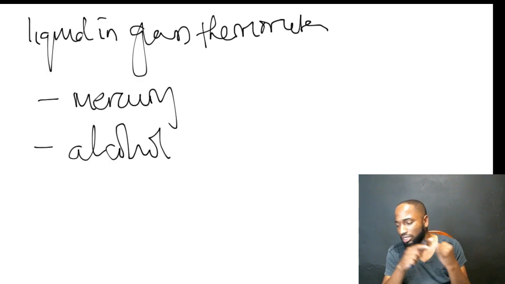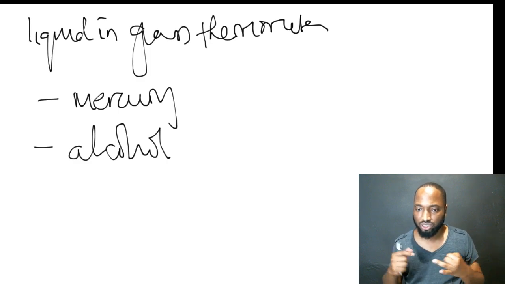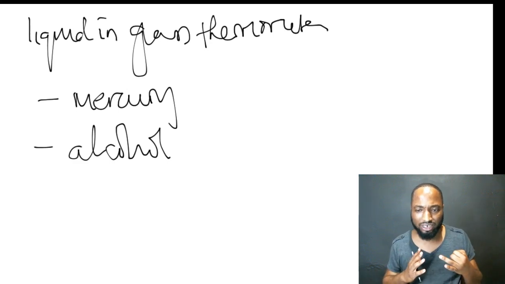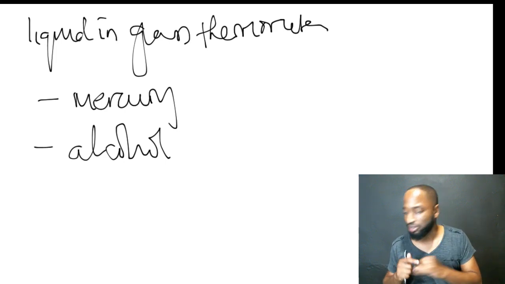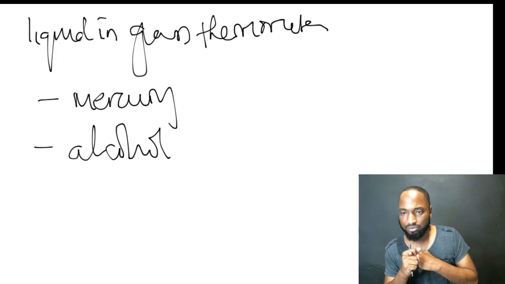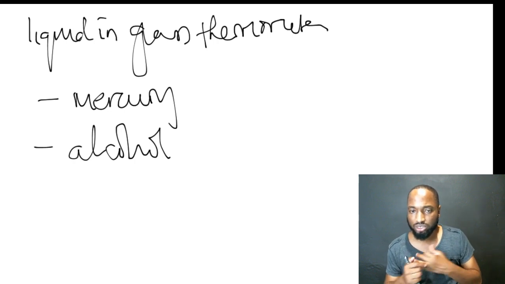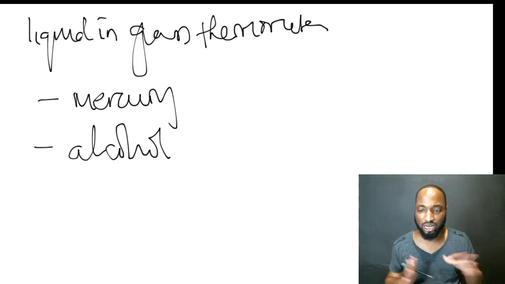I owe no one. Alright, so mercury has the best range. Mercury can go to hotter temperatures. What is the benefit of alcohol? Alcohol can read at lower temperatures than mercury. Mercury freezes at minus 39. So alcohol can read at lower temperatures. Mercury doesn't stick to the glass, while alcohol will stick to the glass more than mercury. So I guess the only benefit of alcohol is it can work at lower temperatures.